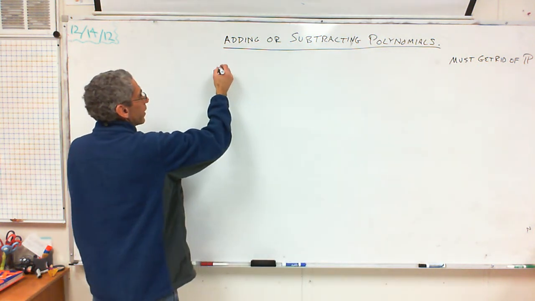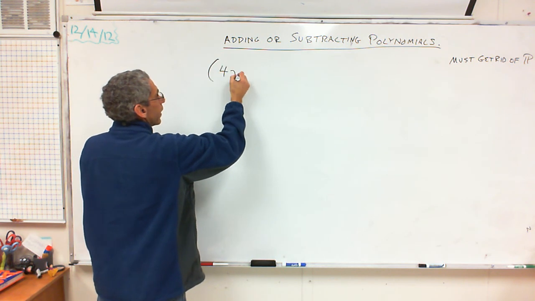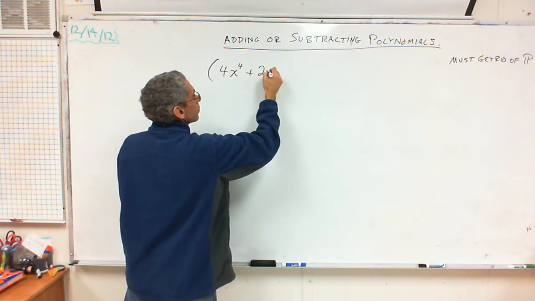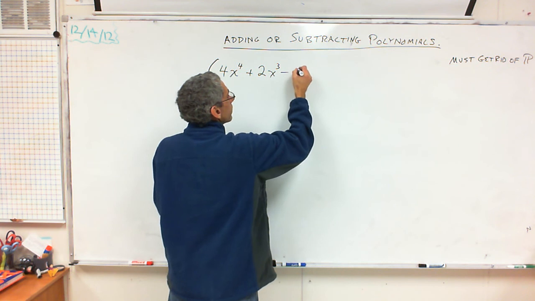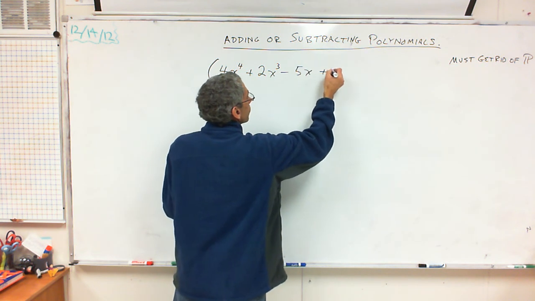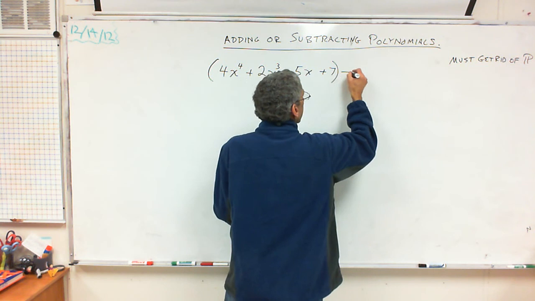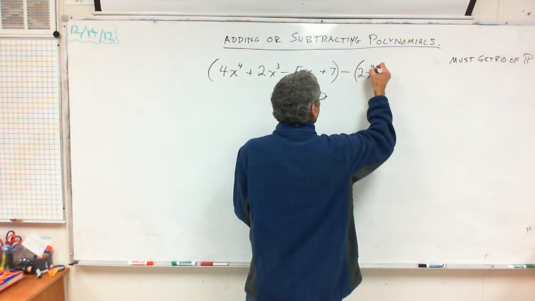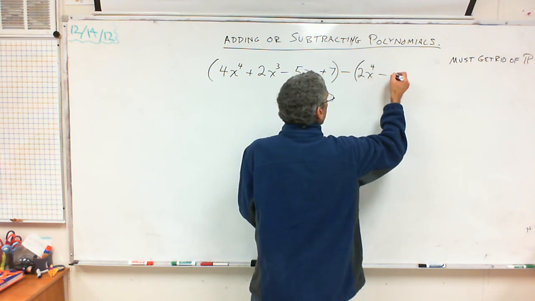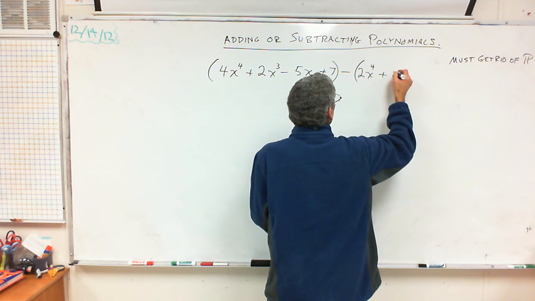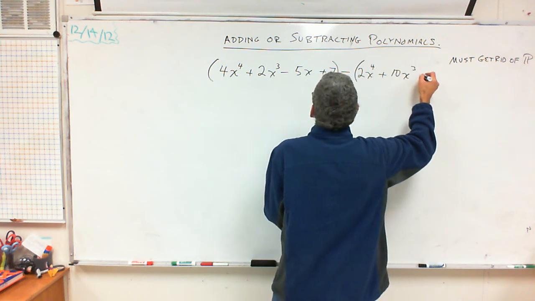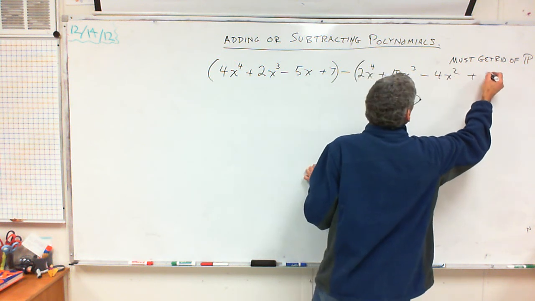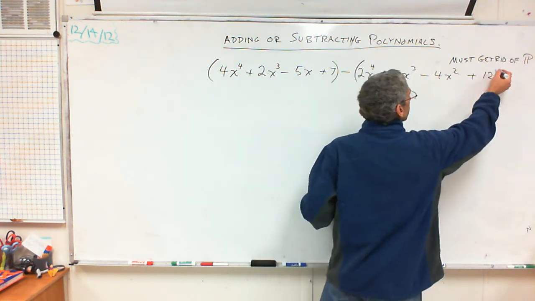So let's say I have 4x to the fourth plus 2x to the third minus 5x plus 7, parenthesis, minus 2x to the fourth plus 10x cubed minus 4x squared plus 12. All right, end of parenthesis.